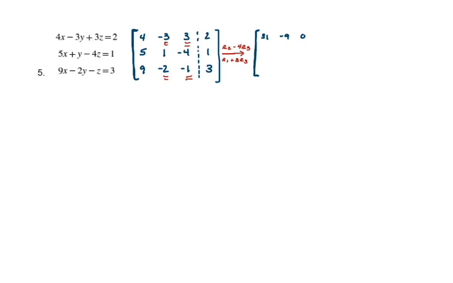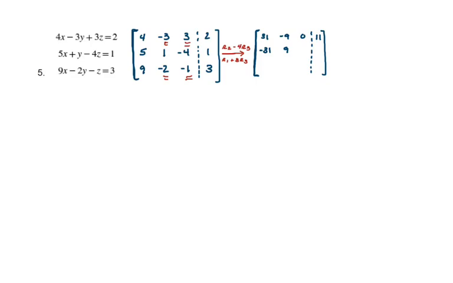Add it to negative 3 gives me negative 9. And then 3 times negative 3 is negative 3, added to 3 is 0. And then 3 times 3 is 9 plus 2 is 11. So my first row becomes 31, negative 9, 0, 11.